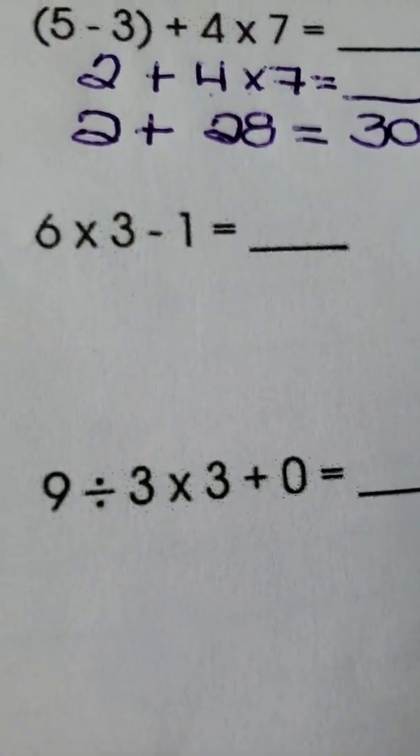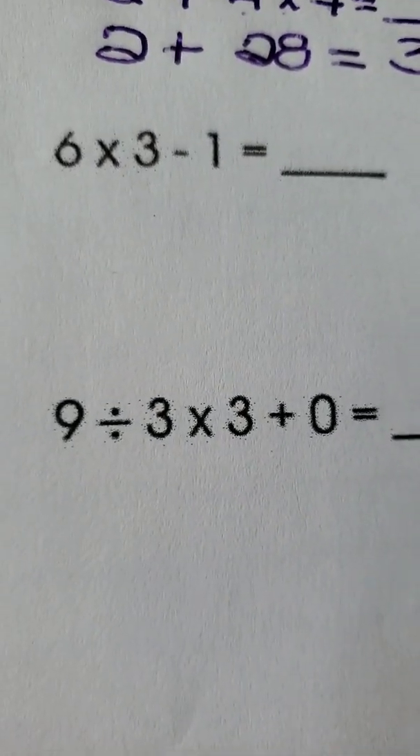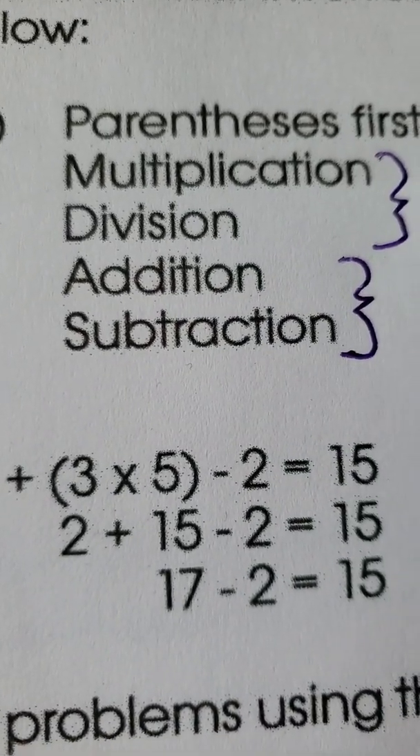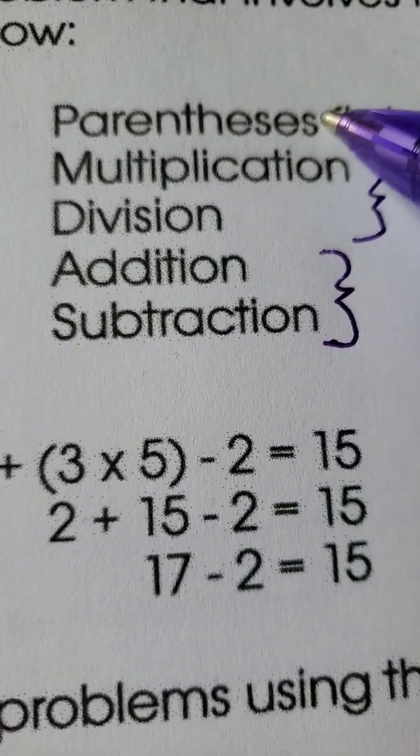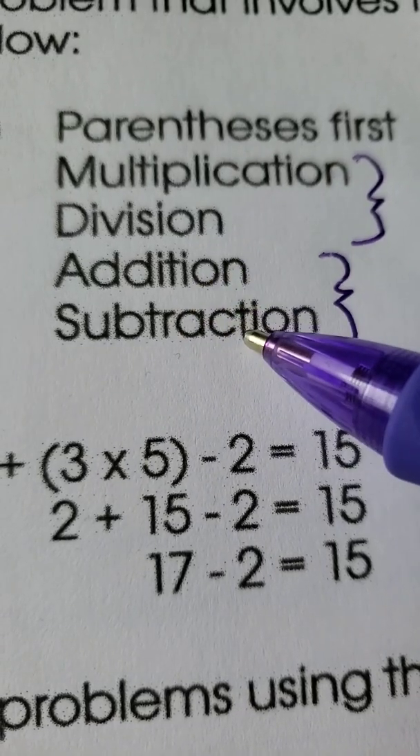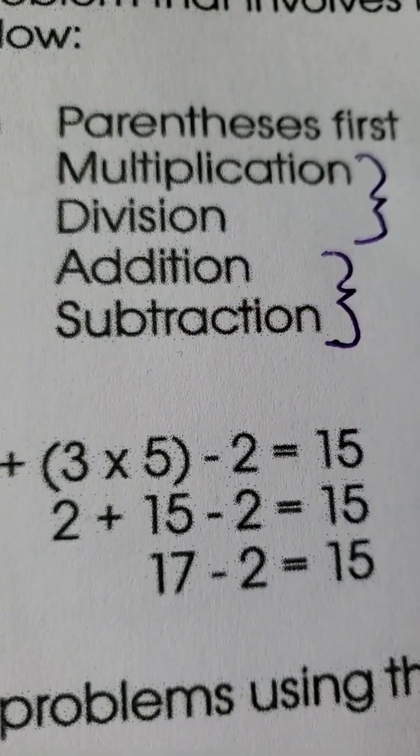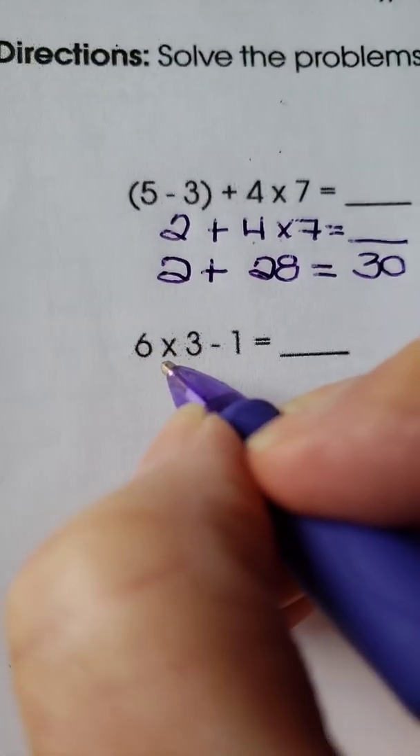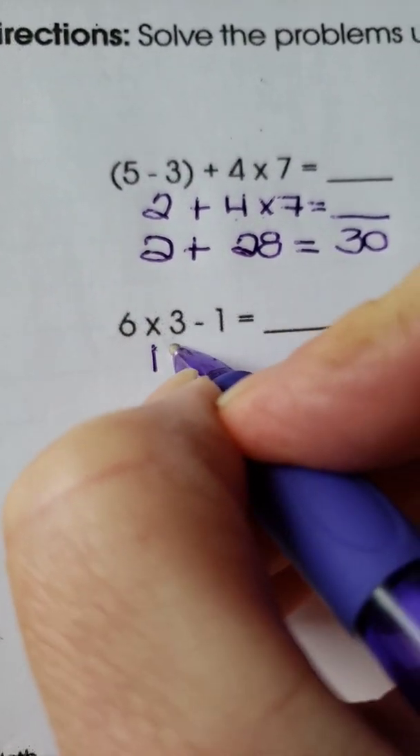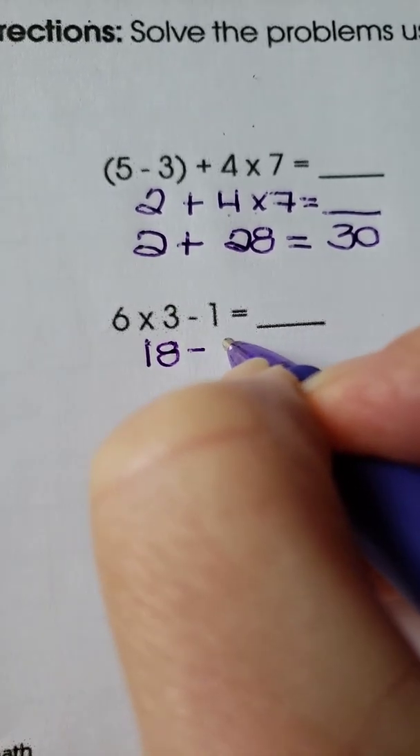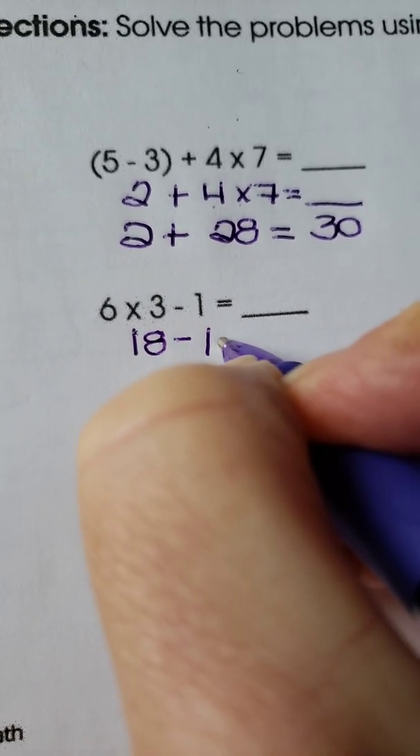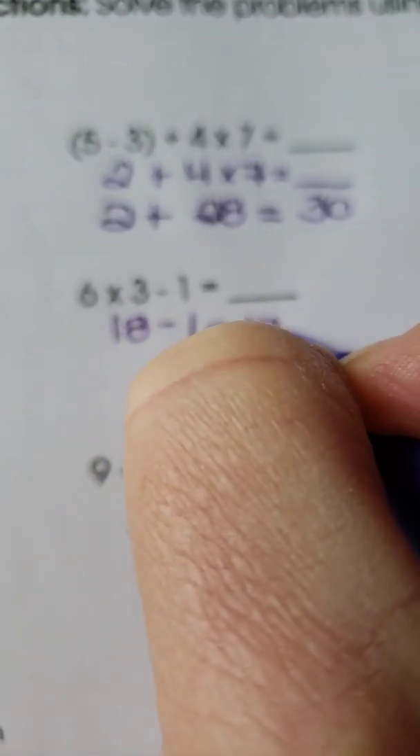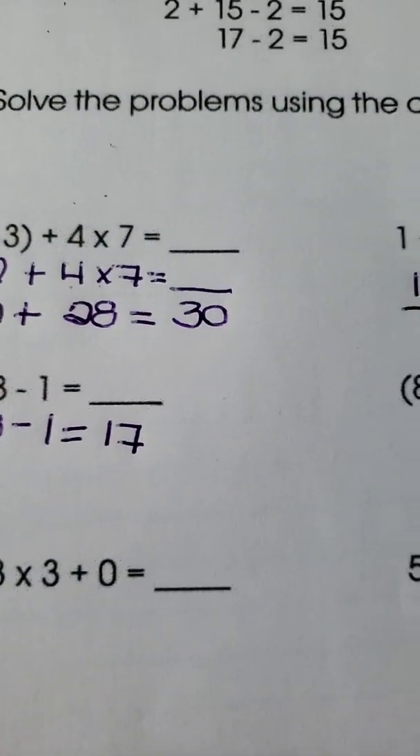Let's try the next question. 6 times 3 minus 1. Which comes first? Multiplication or the subtraction? And you're right, it's multiplication. So 6 times 3, we're going to write down 18 minus 1 equals, and we can solve this right away, 17. That's all that we have to do for that question.